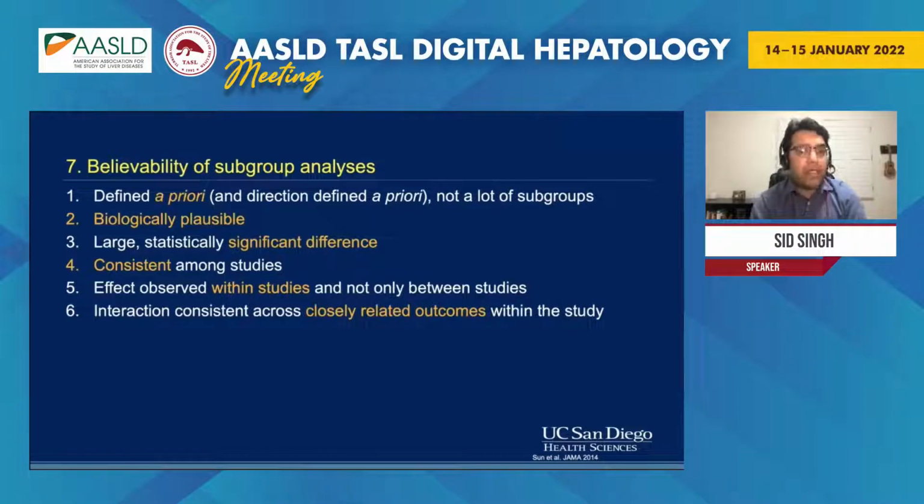The results of the subgroup analysis should be biologically plausible, and ideally you want to see a large statistically significant difference. This difference should not just be seen in the overall summary estimate, but similar findings should be seen among the individual studies. They may not be reaching statistical significance in the individual studies, but as long as the point estimates are on the same side of the forest plot, this would suggest consistency among the studies. This effect should be observed both within studies and not only between studies. And finally, for different kinds of outcomes, there should be an interaction that is consistent across these closely related outcomes.